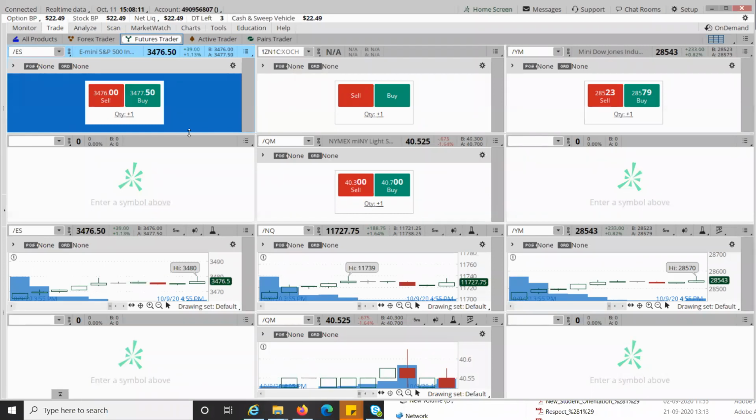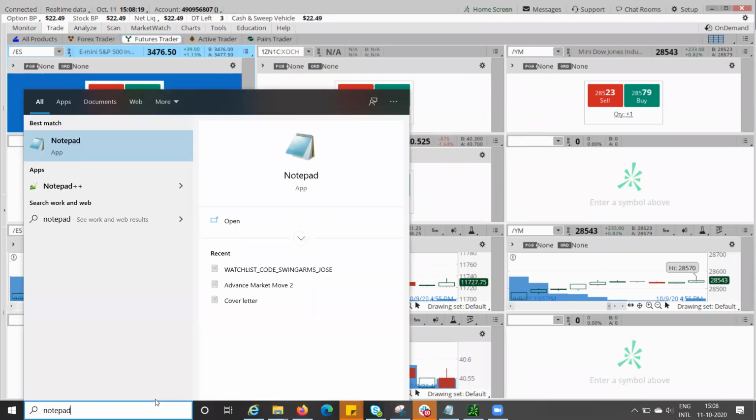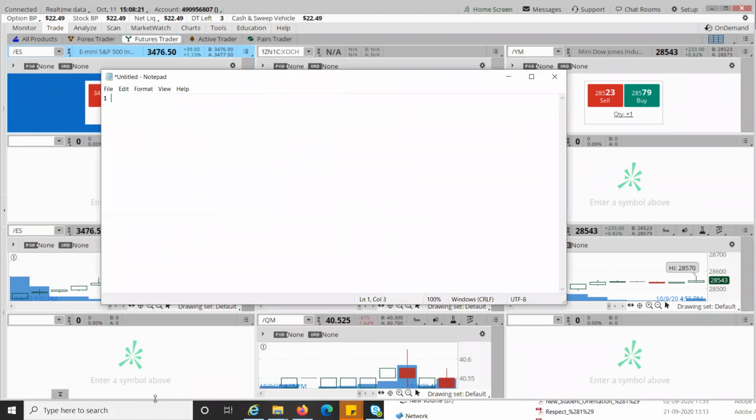But a very important aspect of futures is that one lot of future, in case of ES, is $50 per 1 point move. All right. So if you are a trader who has a limited dollar amount in their account, I would recommend not to go into futures.